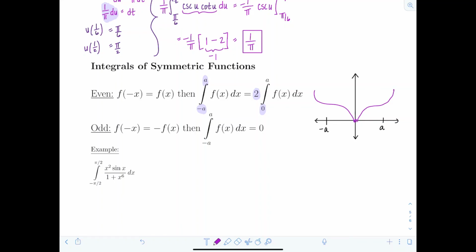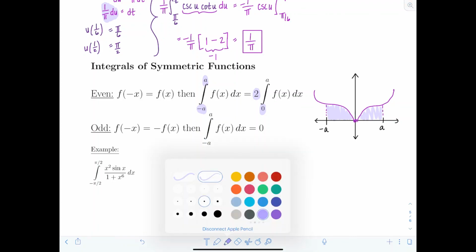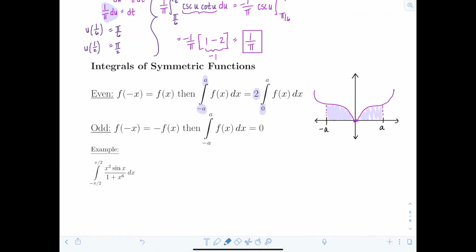And say you want the area underneath the curve from negative a to a, right? Well, you could do this whole integral here, or you could simply compute the integral from 0 to a and double it. You see how it's the same thing? So that's what this is basically saying. You can replace your lower limit with a 0 and then just double it. Leave the upper limit as is.